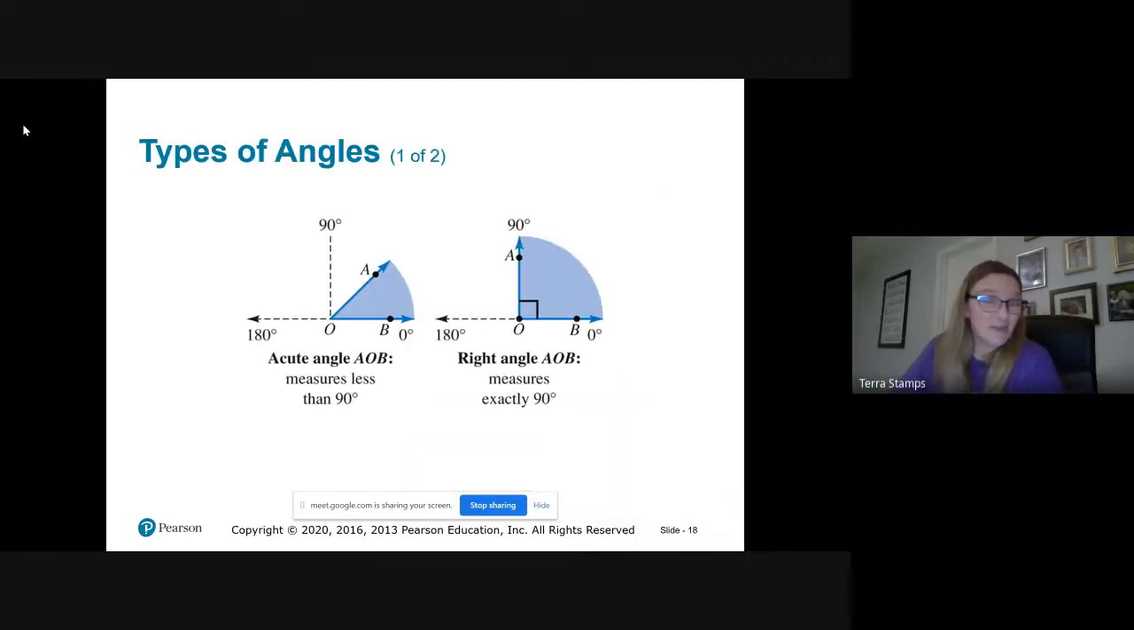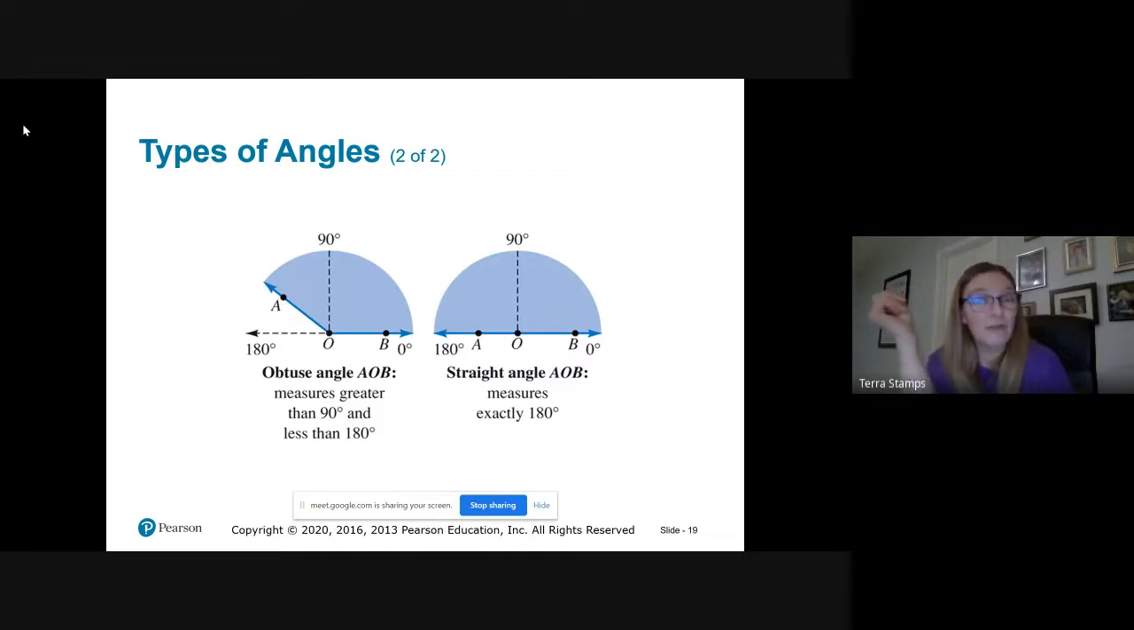Different types of angles. Well, we have acute angles that are between 0 and 90 degrees. We have right angles, which measure exactly 90 degrees. We even have a little symbol for that. See how there's that little square right there in the middle? That is a symbol that's used to denote that it's a right angle specifically. An obtuse angle measures between 90 and 180. A straight angle measures exactly 180 degrees because it's a straight line.